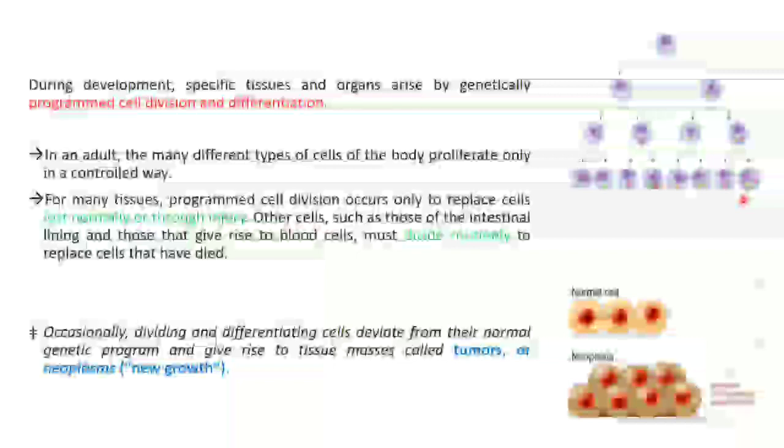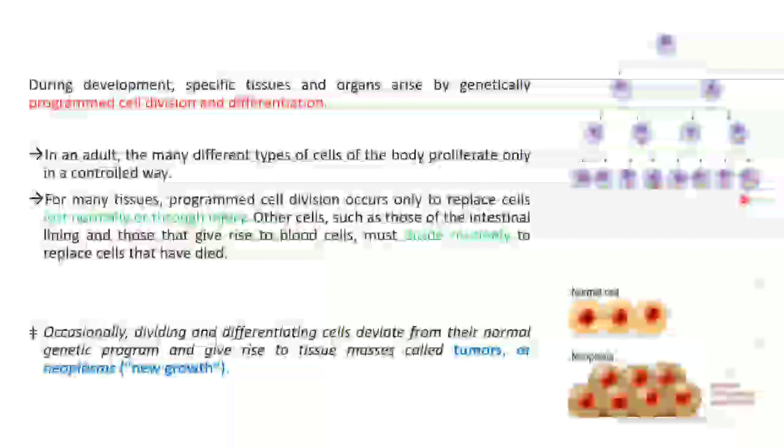Even during the adulthood stage, the different types of cells will continue to divide, but only in a controlled way. Why do we need to divide cells? In order to replace cells lost through injuries or normally. Sometimes we lose some cells, especially when we talk about cells that divide routinely, such as the ones that line the intestine, the skin cells, and the cells that give rise to blood cells. These always need to be renewed. So we always need the cells to divide.